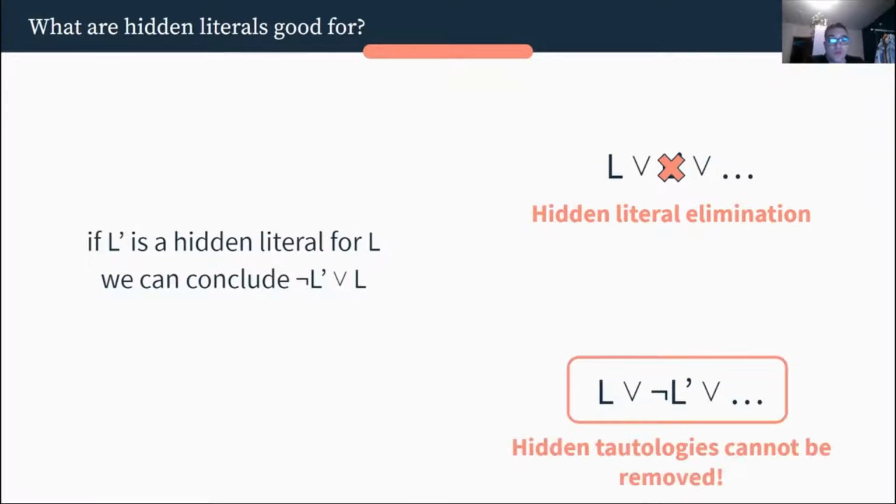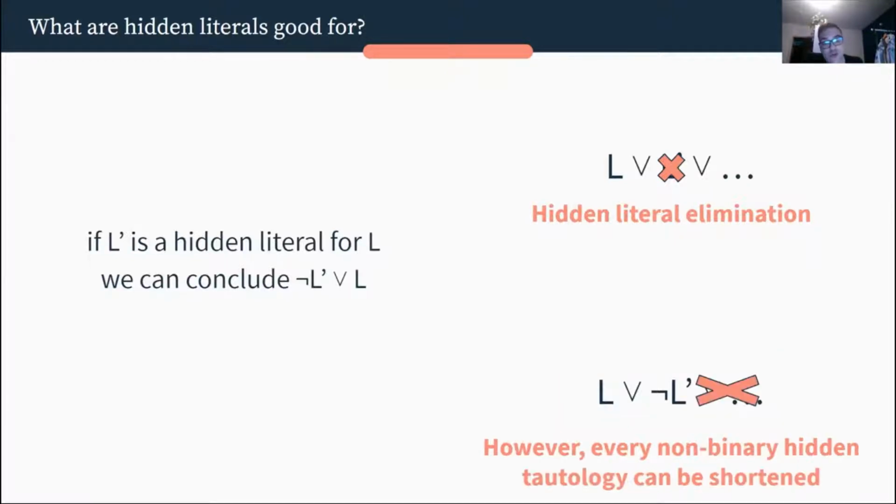However, removal of hidden tautologies does not adhere to standard redundancy criterion, and if you just blindly remove hidden tautologies, this would influence refutational completeness of superposition. Now, what we can do is we can actually shorten every hidden tautology to the binary subclause, which makes it a hidden tautology.